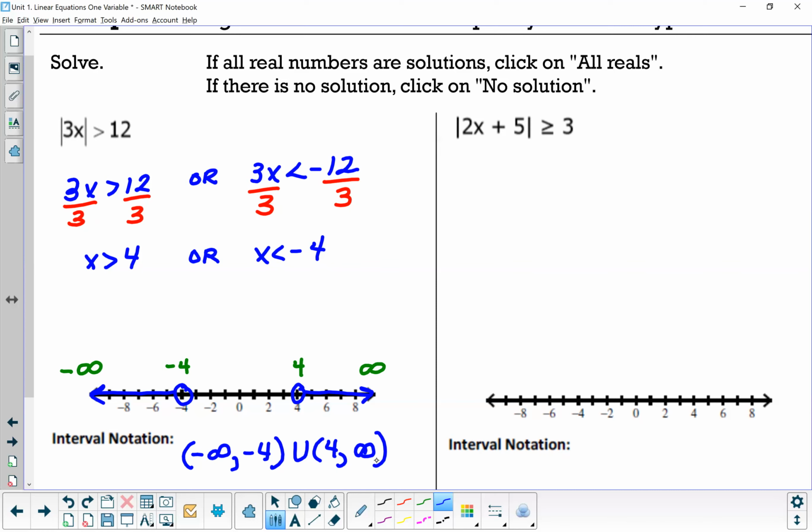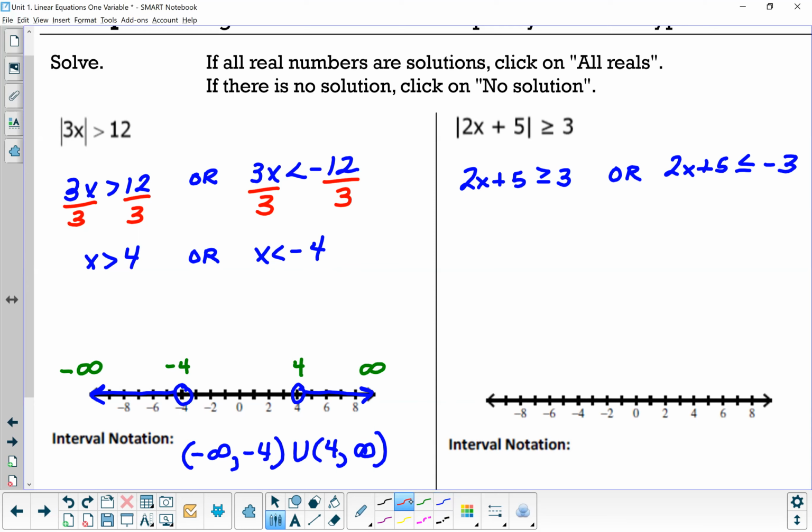Okay, now for our second part, we have the absolute value of 2x plus 5 is greater than or equal to 3. Again, since it's greater than or equal to, we're going away, we're going large. So we're dealing with our compound inequality, or. So we have 2x plus 5 is greater than or equal to 3, or 2x plus 5 is less than or equal to -3. You always flip that symbol when you do the negative portion.